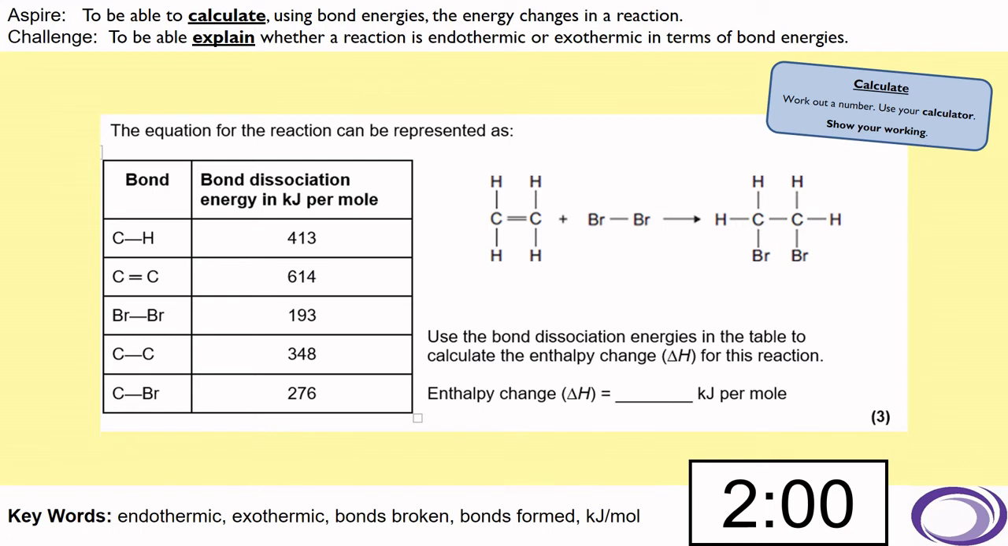So, last practice one, and then you're going to have a go at an exam question. The equation for the reaction can be represented as ethene reacting with bromine to make bromoethane. The bond energies are on the side. I'm going to give you a little bit of time to have a go at this one.